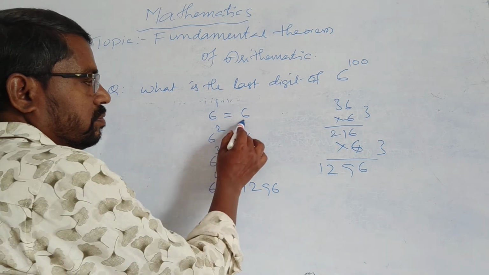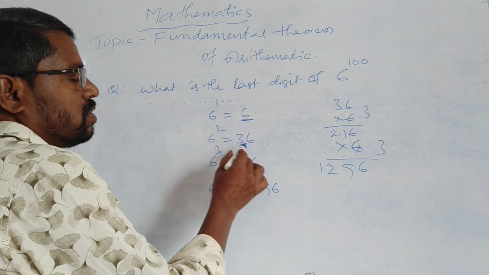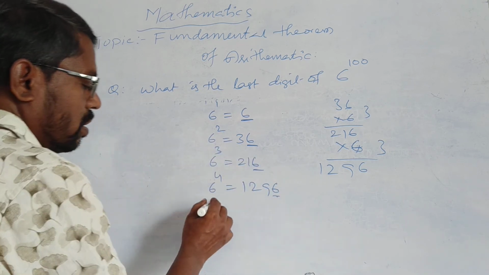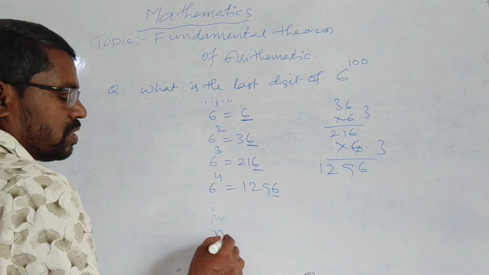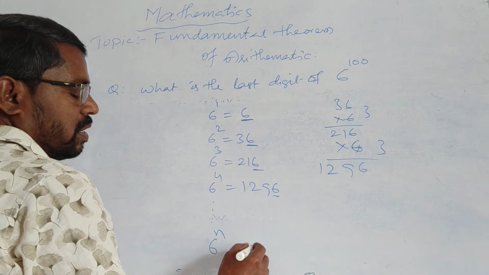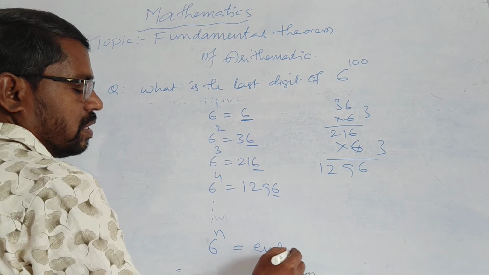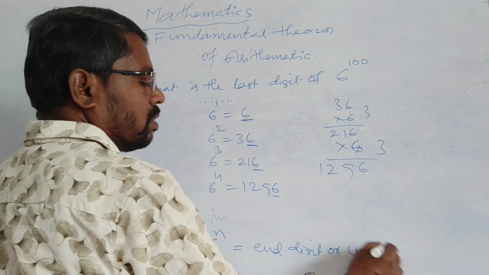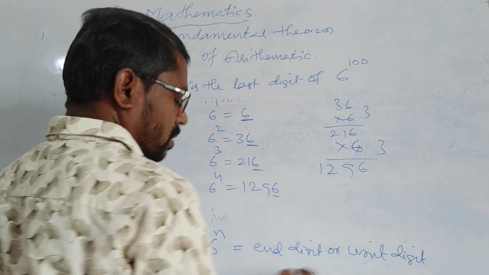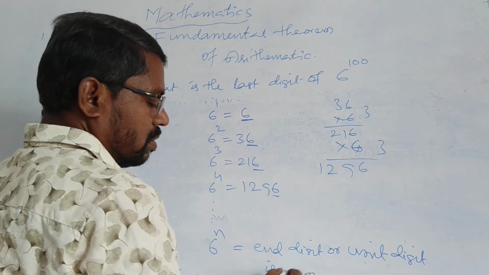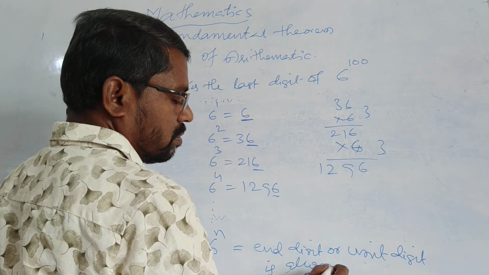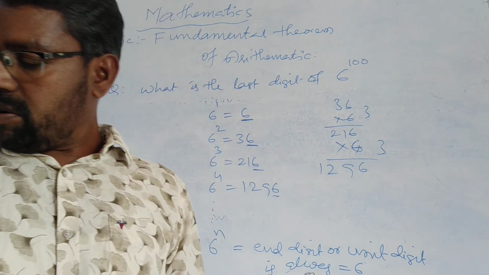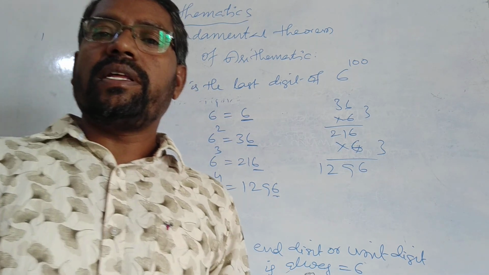Here the unit digit is 6. In the expansion of 6 square, the unit digit is also 6. 6 power 3 also has unit digit 6. 6 power 4, and so on. Any number you can take, 6 power n, n is any natural number, the end digit or unit digit is always 6. Always 6.